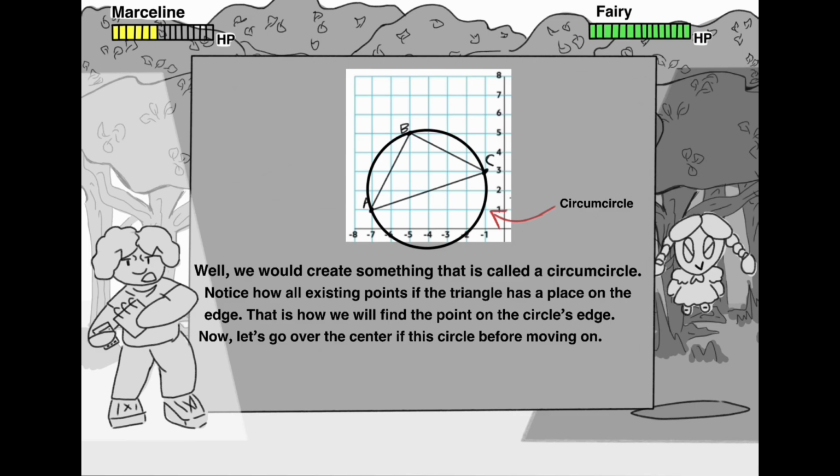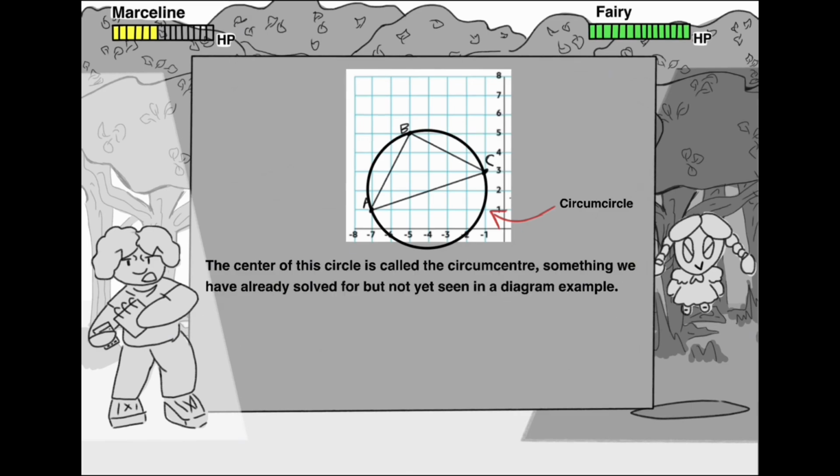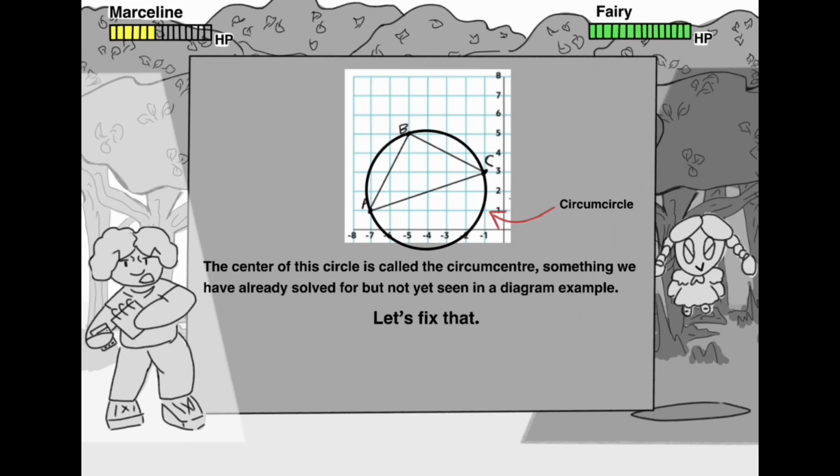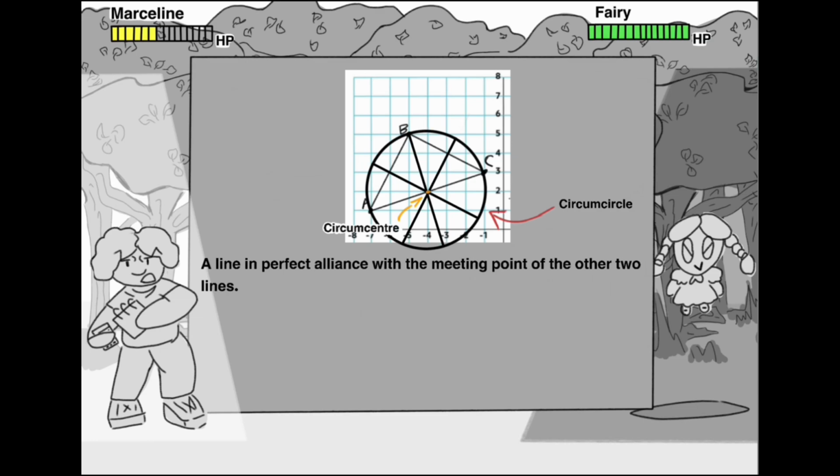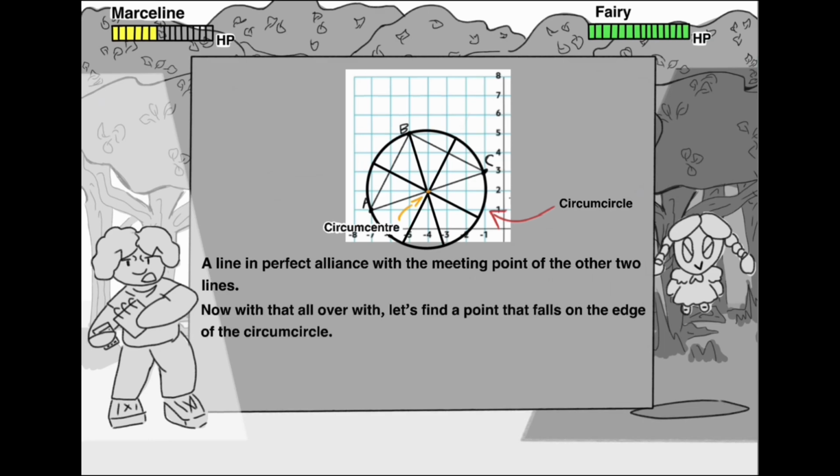Now let's go over the center of the circle. The center of this circle is called the circumcenter, something that we have already solved for but not yet seen in the diagram. Let's fix that. A line that perfectly lands in the meeting point of the two other lines.